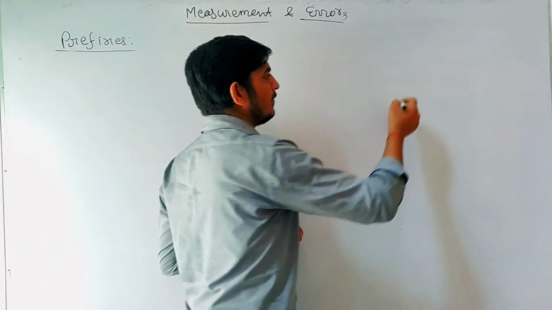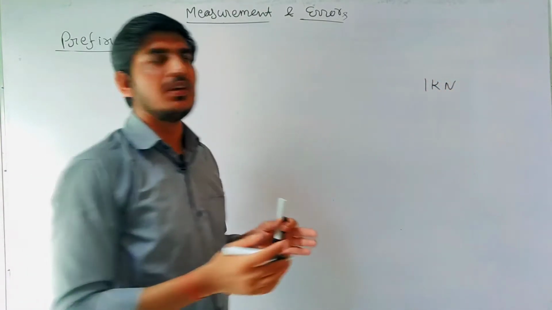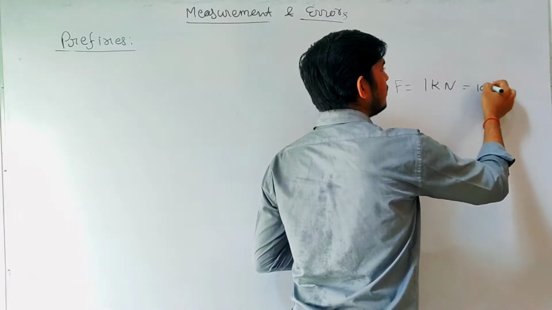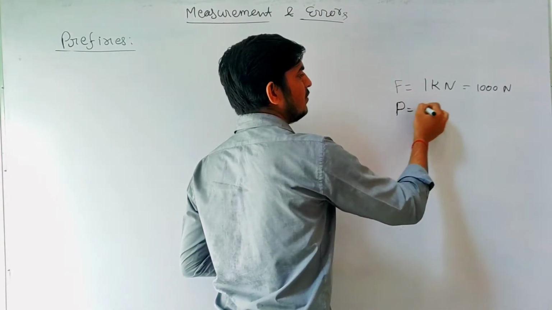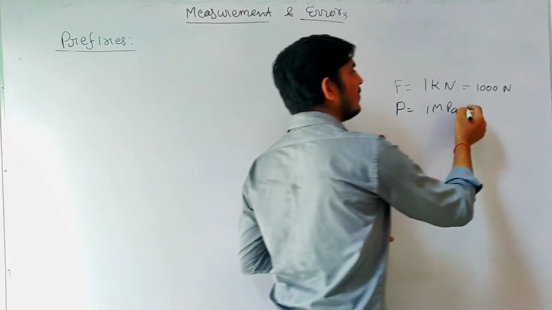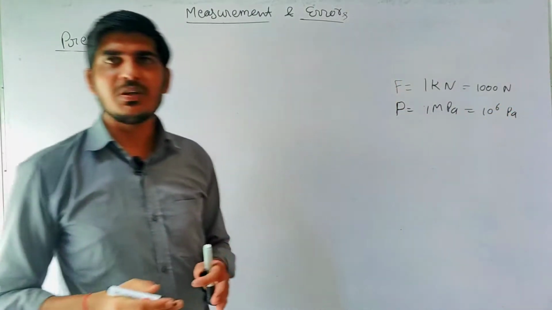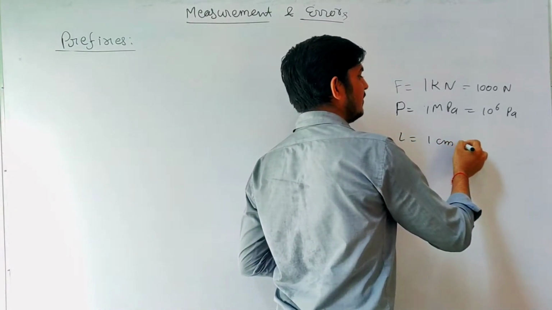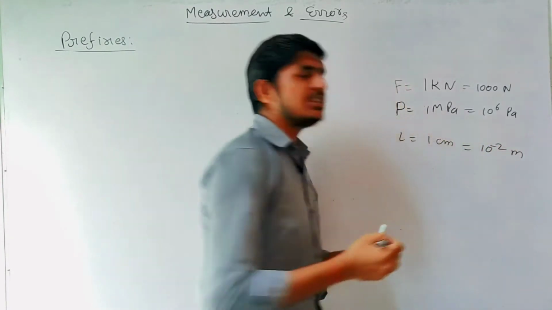Somewhere you found 1 kilonewton. What is the meaning of 1 kilonewton? This is a force: 1 kilo means 1000 newton. If we talk about pressure, P is equal to 1 megapascal. What is the meaning of mega? Mega means 10 to power 6 pascal, or you can say 1 million pascal. Got the point? Generally you can give length in centimeter, so 1 centimeter means centi means 10 to power minus 2 meter. So these are the prefixes.